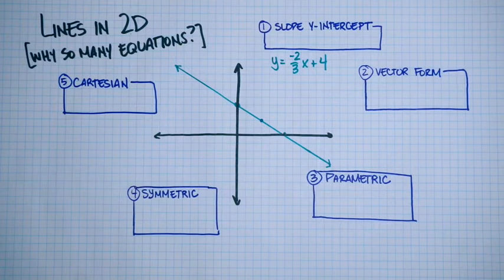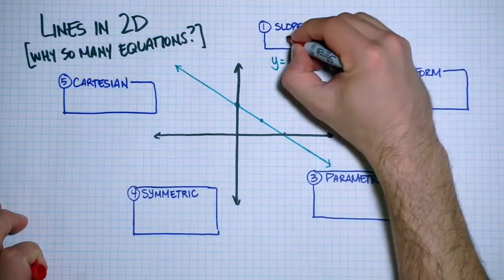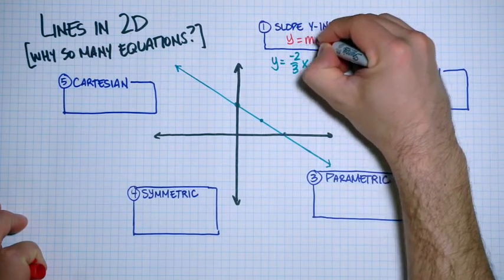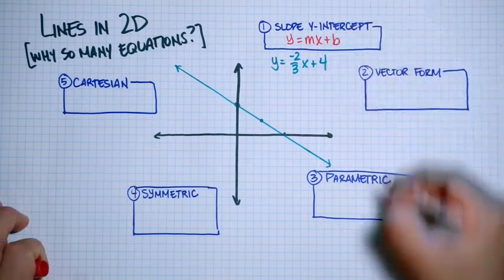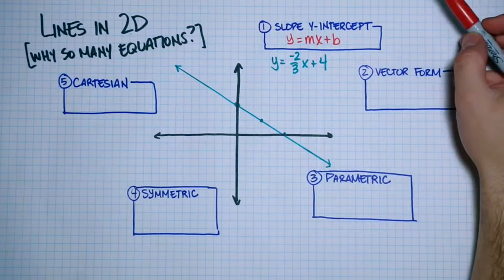Sounds like a lot, and it is a bit crazy, but we're going to talk a little bit about each one, how to find each one, and also why we might have so many different equations for lines. So let's start off with what we know. Slope y-intercept form. We know that's just equal to y equals mx plus b. This is really the only equation of the line most of us have probably encountered up until this point.